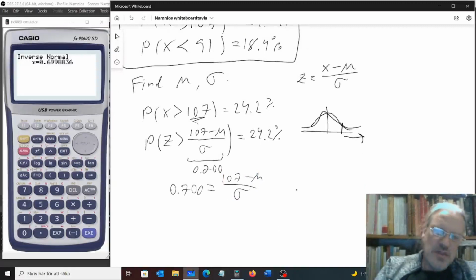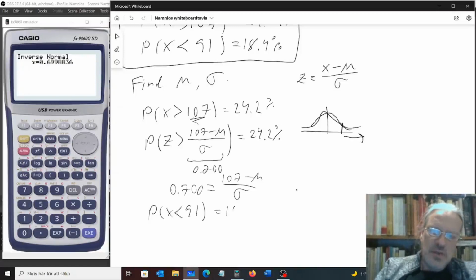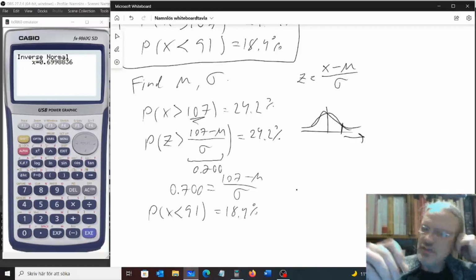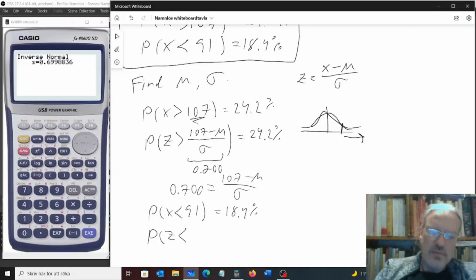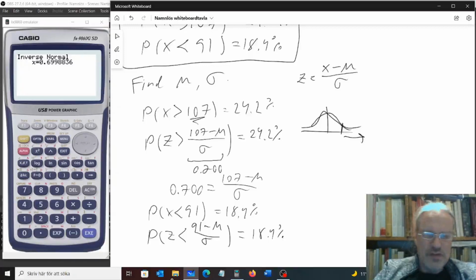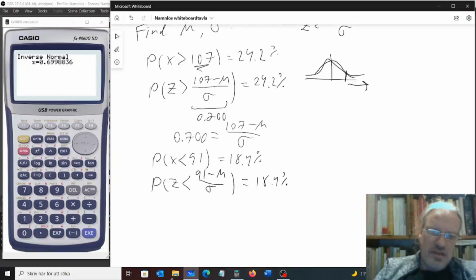So take our second equation, the probability that x is less than 91 equals 18.4%. We want to turn that to standard normal distribution again. So we do the same thing there and say, okay, the probability that z is less than something, what would that be? The x value is 91 minus the mu that we don't know, over the sigma that we don't know. So the average and the standard deviation, and that should be 18.4. And now the same thing, we can use the inverse function to find this part here.